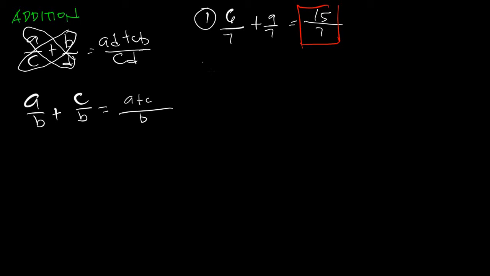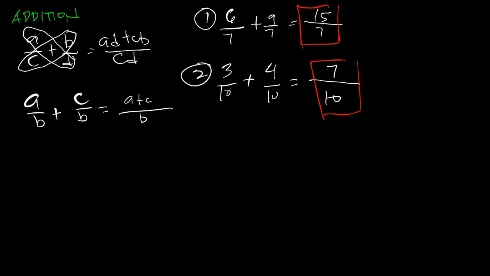Next, 3 over 10 plus 4 over 10. So, ganun pa rin katulad nung kanina kasi same denominator din naman sila. Copy nyo lang and then add nyo yung numerator. 3 plus 4 is equal to 7. Bali, ayun na yung final answer natin.